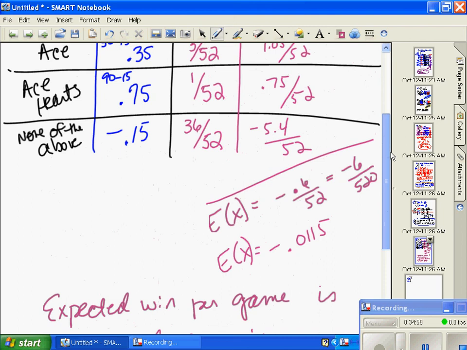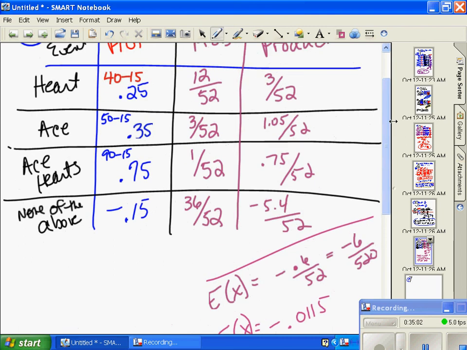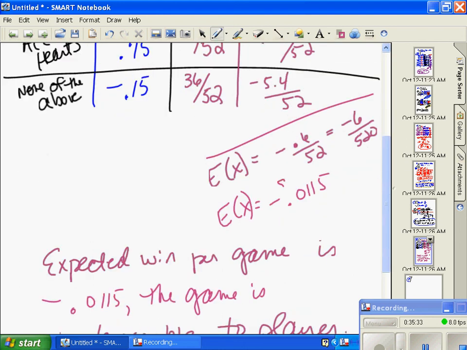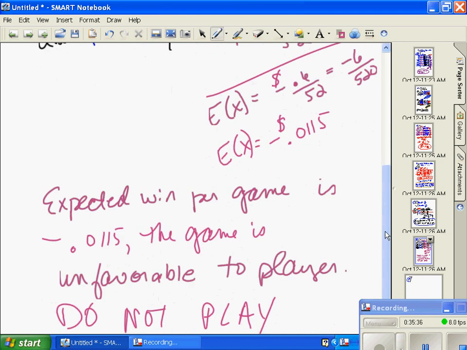Okay, let me double check my math up here. If I take 3 plus, I'm going to double check and make sure I got the right answer. Negative 0.6 over, yep. All right. Just wanted to double check that. Divided by 52. Yep. And this was all in dollars, so we got to keep that straight. Did I put $1? Oh no, I did not. So I should put $1 on there. Okay.